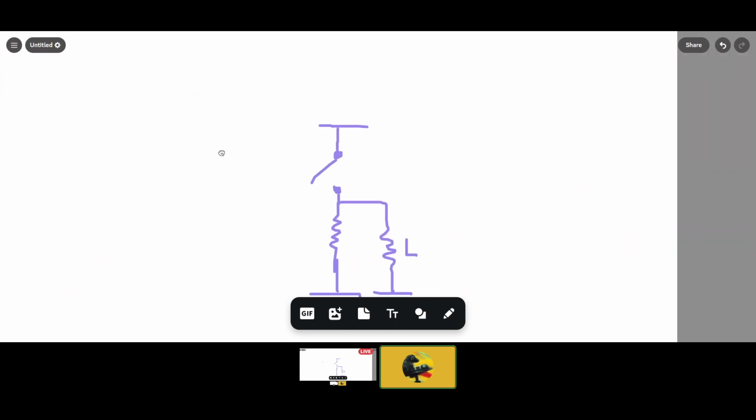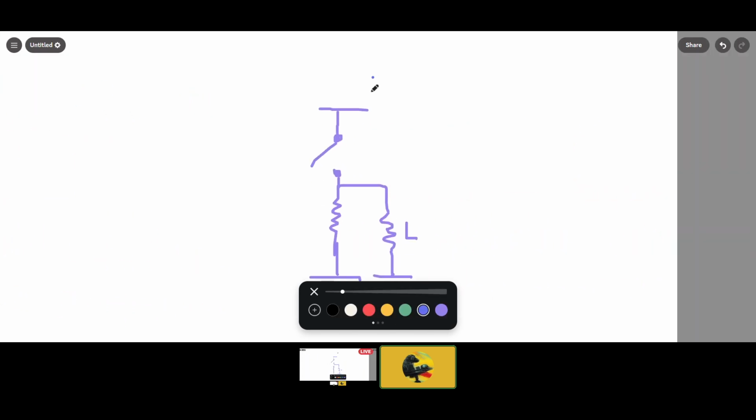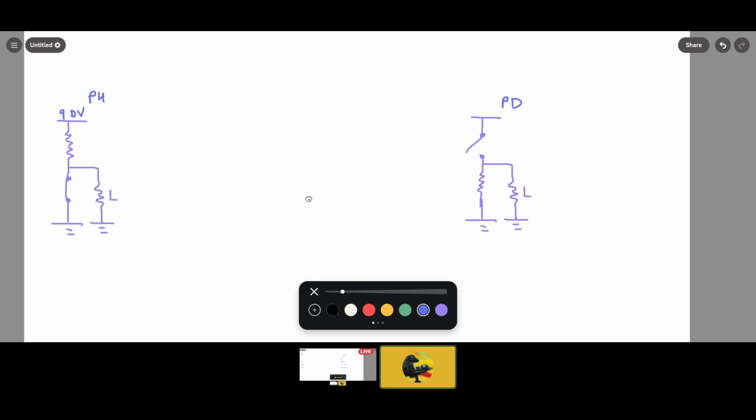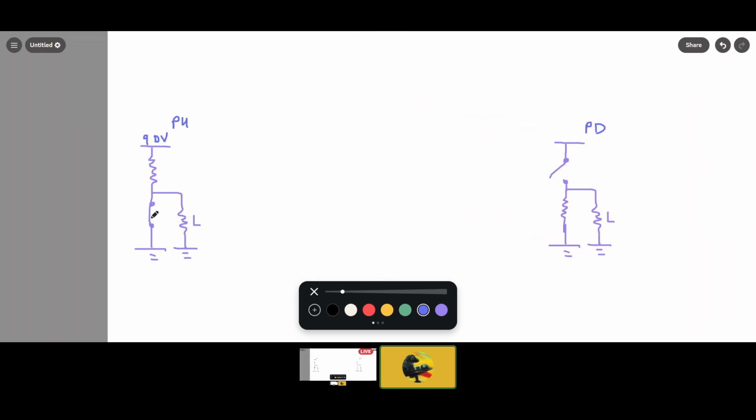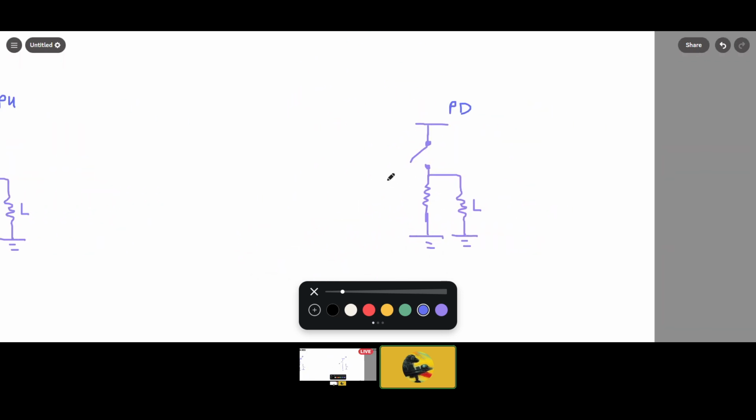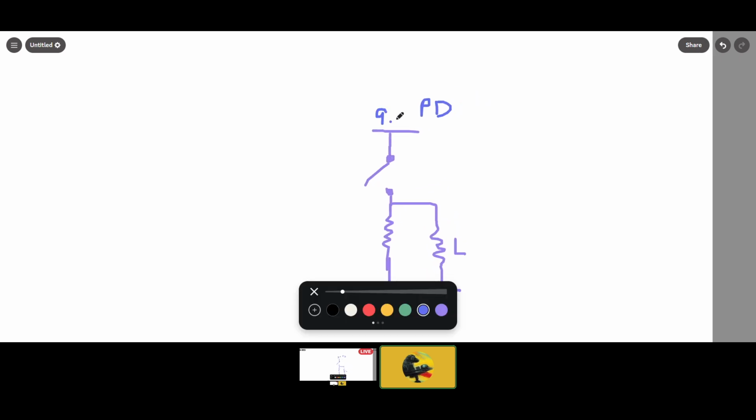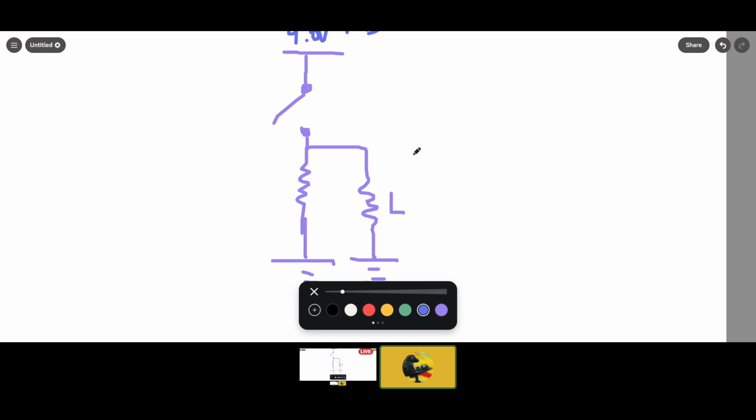Next, we're going to talk about pull down. This is pull down. In pull down, pretty much the only change is that the resistor and the switch flip position. Okay, if you want to, I would highly recommend you pause the video now and reason out how this works.